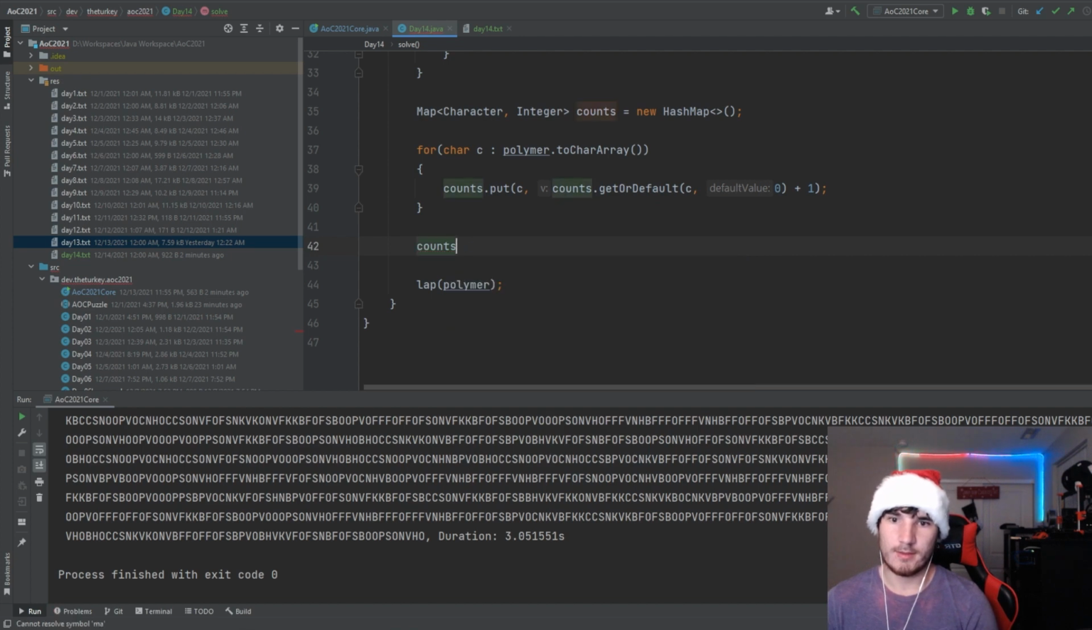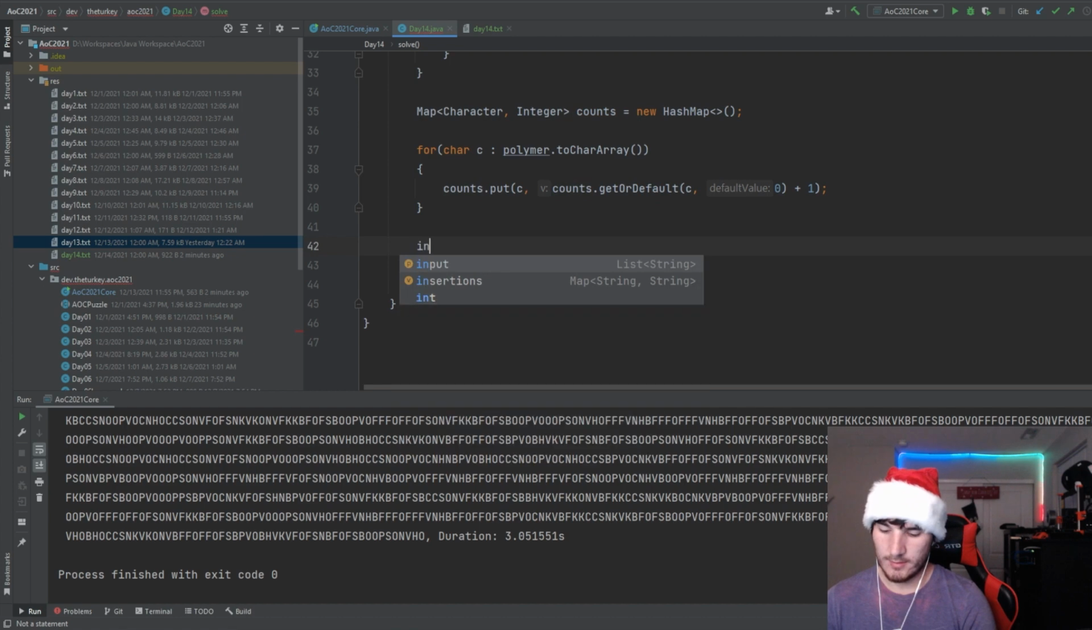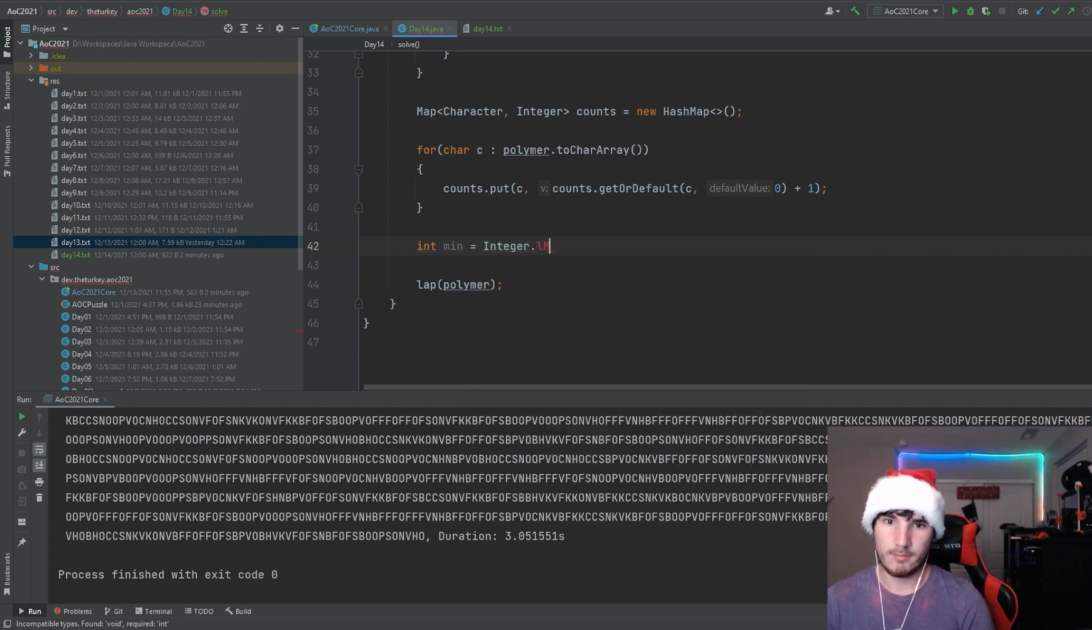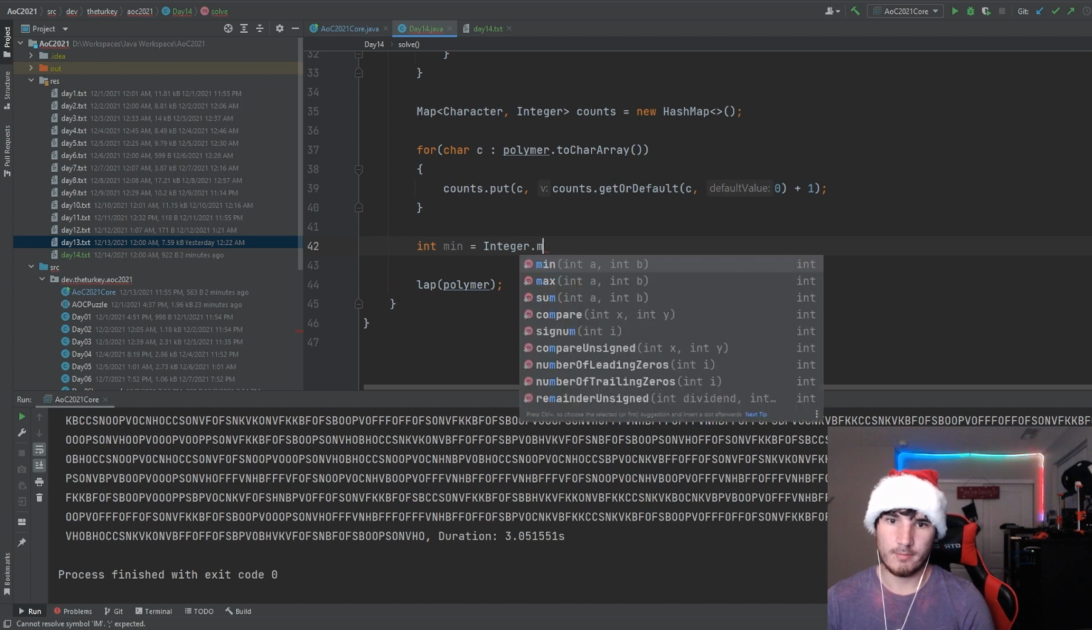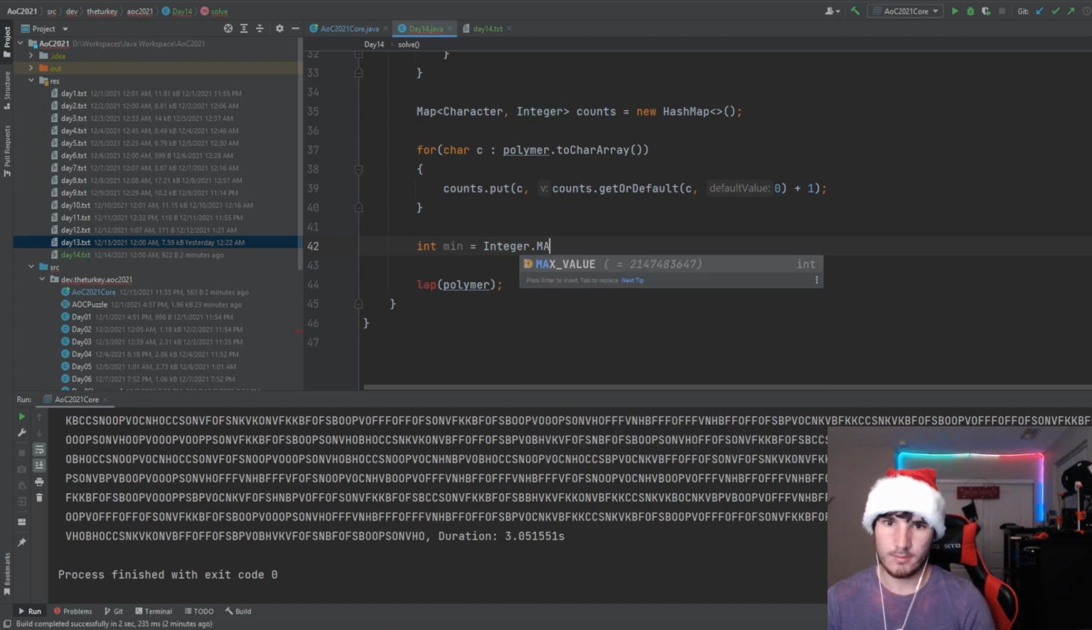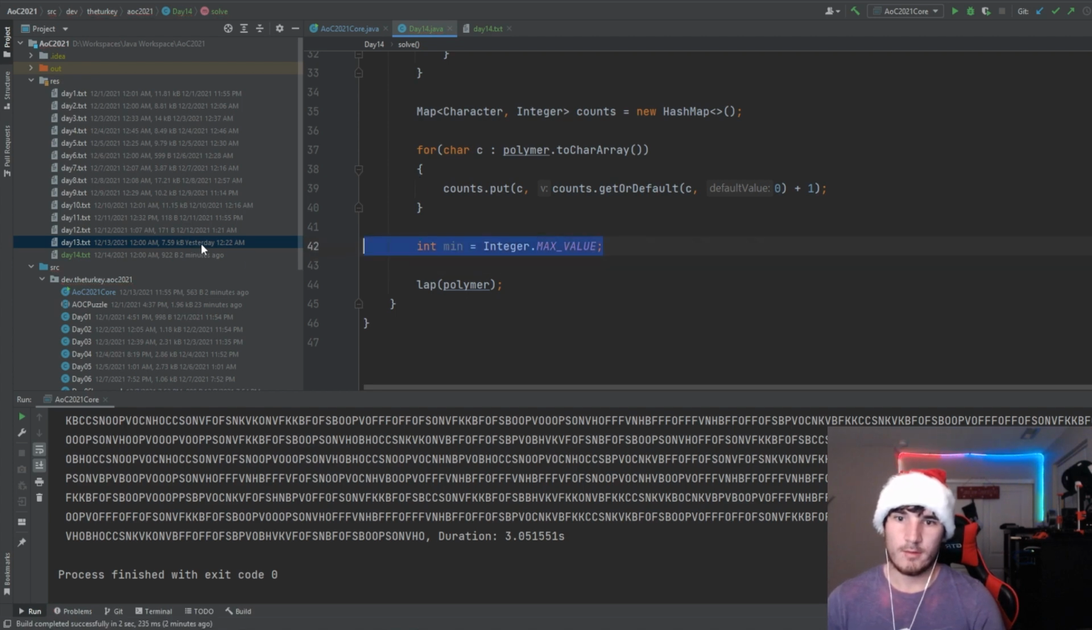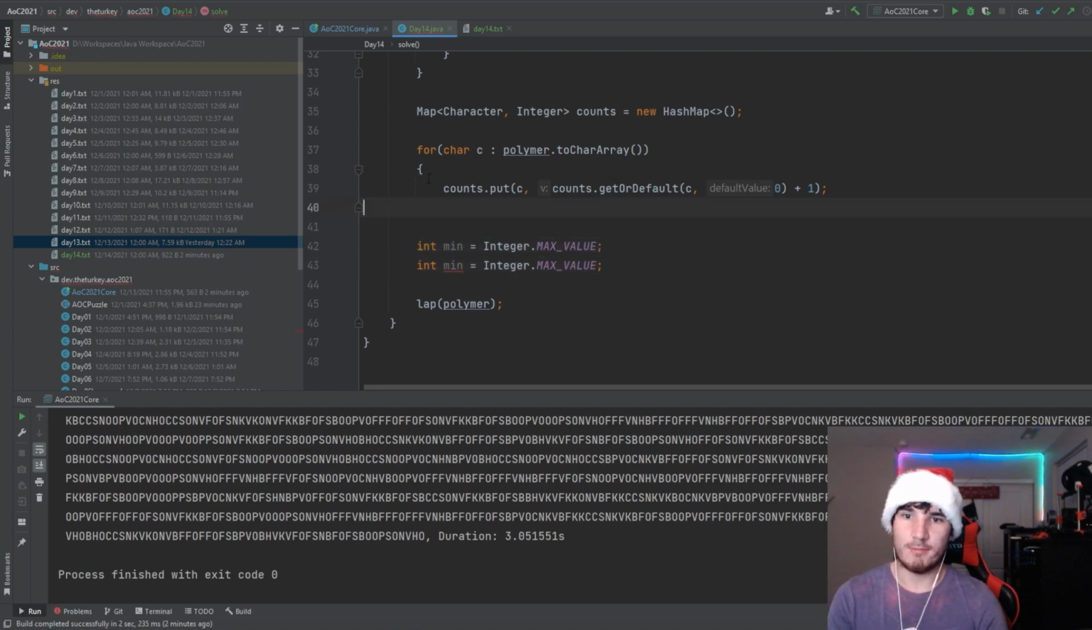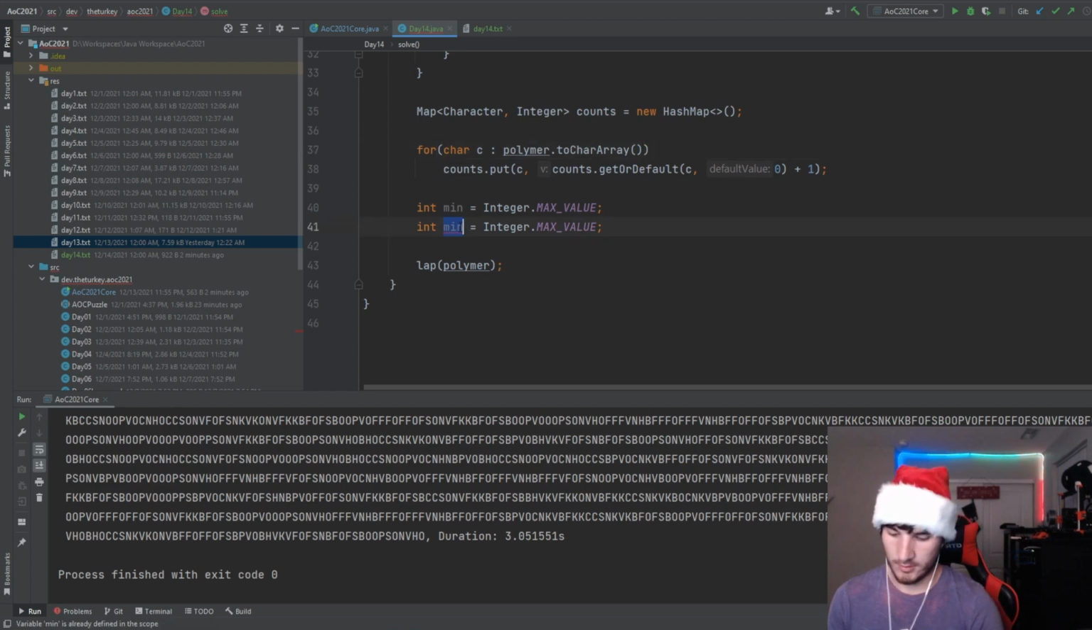Is there an int min, integer, what max value? There we go. So grab the min and max. Again, this isn't the most efficient in the world. It's just the way I can think of to do at the moment.